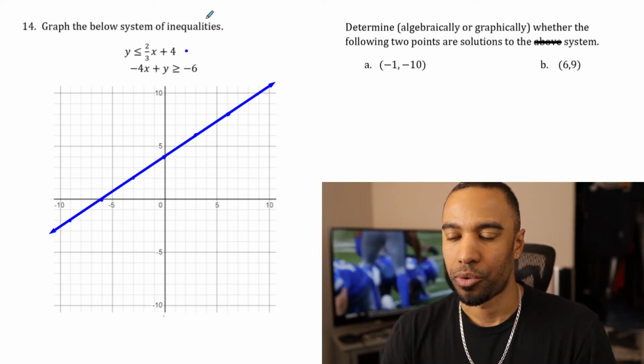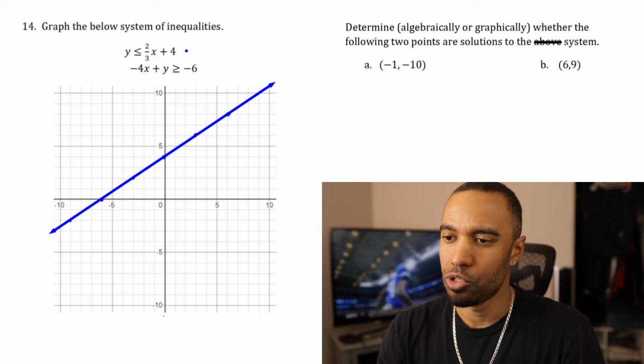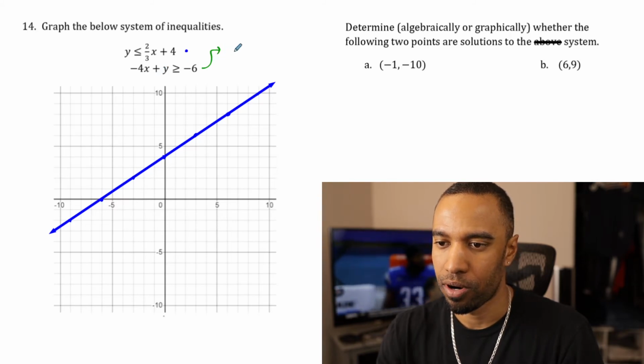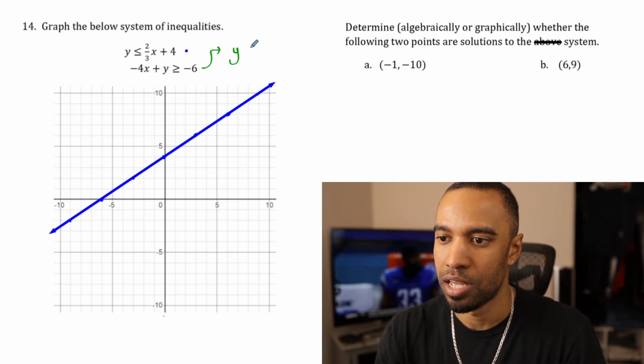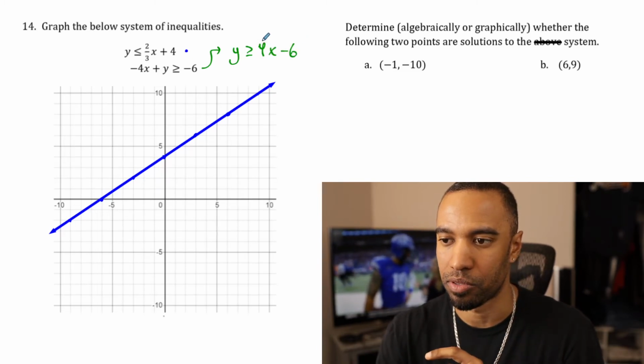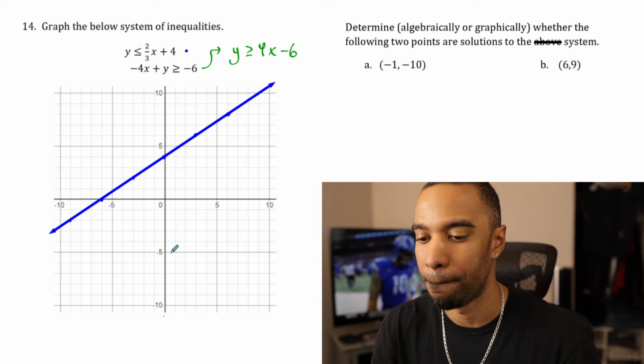Negative 4x plus y is greater than or equal to negative 6. I don't want to use my standard form hide and divide method because I don't want to divide 6 by 4. So I'm going to add 4x to both sides. I'm going to get y by itself. I'm going to get y is greater than or equal to 4x minus 6. Okay, I added 4x to both sides.